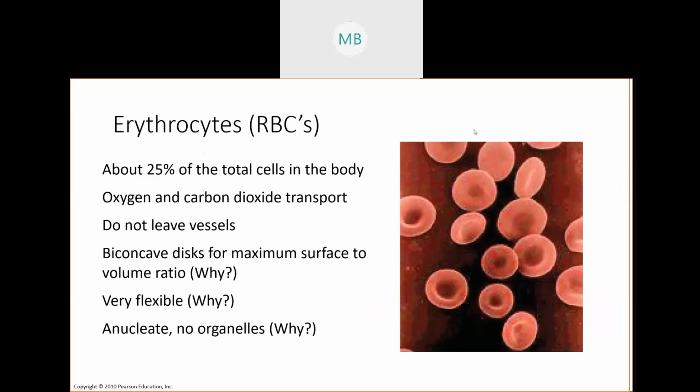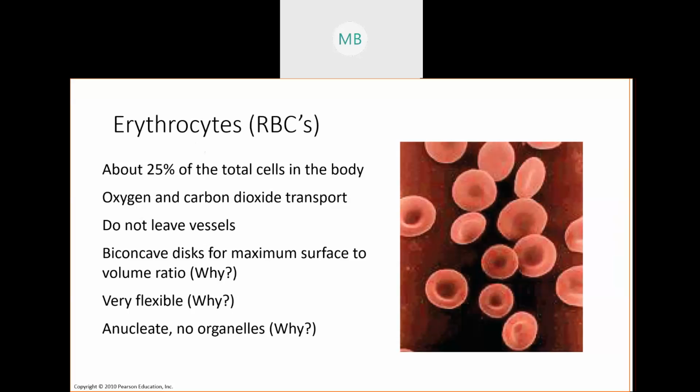So your red blood cells, just to let you know a little bit more about them, they are about 25% of the total cell count in your body. Their job is purely to transport oxygen from your lungs to the cells and carbon dioxide from the cells back to the lungs. They never leave the blood vessels if things go according to plan. Hopefully, within their entire lifespan, they're just going to be roaming around your blood vessels, pumping as your blood pumps with your heart.